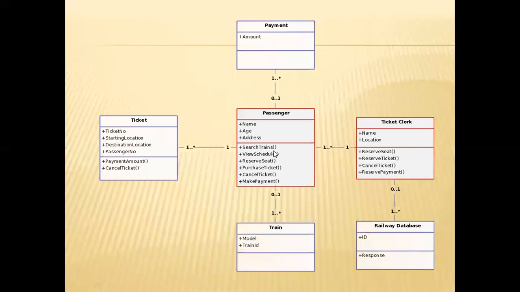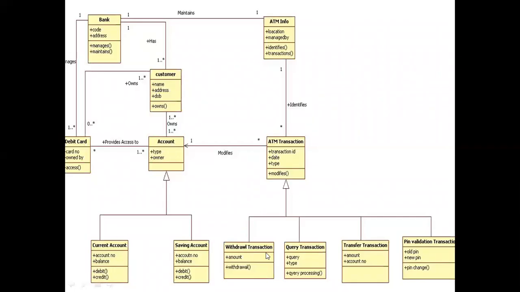There are different types of ATM transactions: withdraw, inquiry, that is query transactions, transfer transaction, and pin validation transaction. There are two types of accounts, current account and savings account. In the ATM system there are different types of transactions, and every ATM card is a debit card.